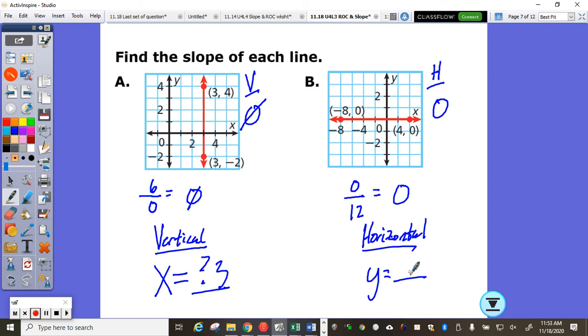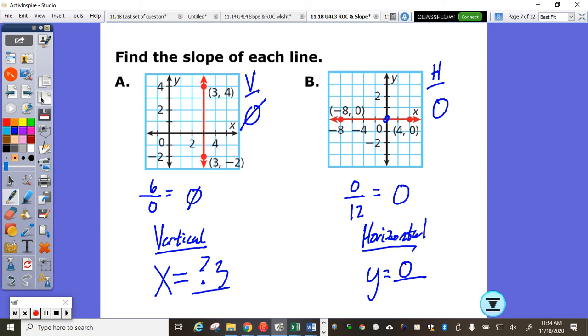Contrary over here, anybody have an idea what this equation is right here? 0. Because if you look, it crosses at 0 on the y-axis. Okay, if I had, this is y equals 1, y equals 2, y equals 3, y equals negative 3. Okay, so wherever it crosses the y-axis on a horizontal line, that's the y equals something.